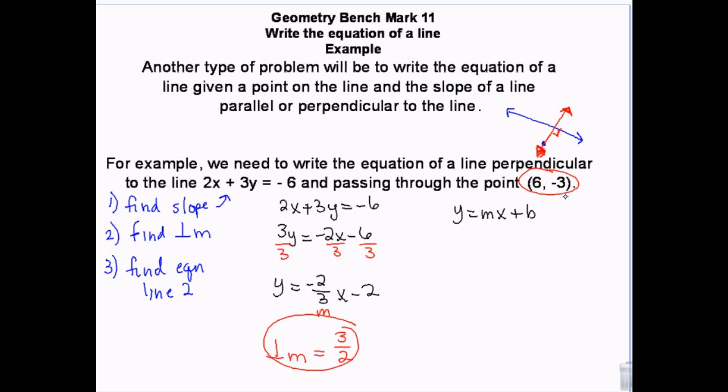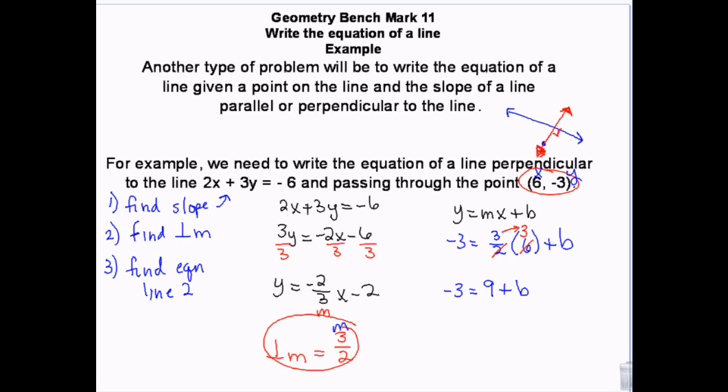Okay, here's x, here's y, here's m. So -3 is equal to 3/2 times 6 plus b. And before you freak out about the fraction, 2 goes into 6 evenly, so I divide by the denominator. 2 goes into 6 3 times, and then I multiply by the numerator. So I have -3 is equal to 9 plus b. Okay, fractions are just division and multiplication.